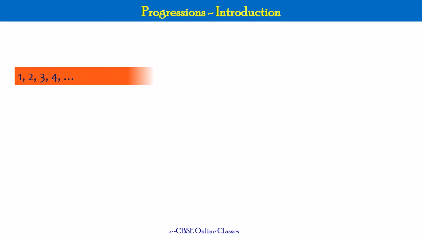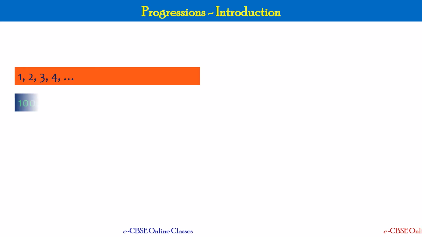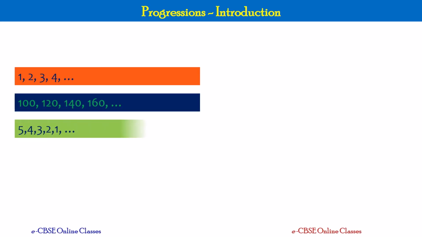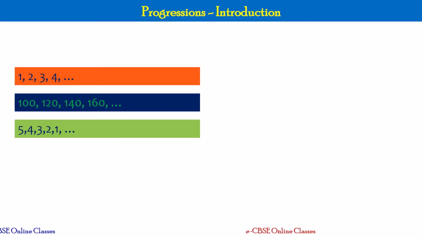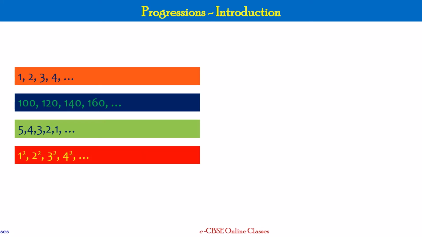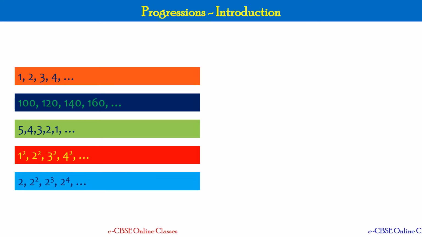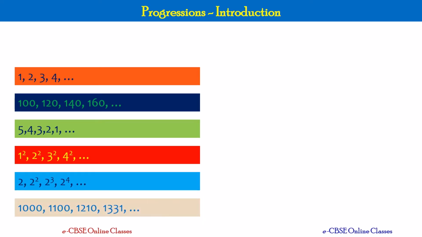So let's look at some examples of the series, say 1, 2, 3, 4, etc. 100, 120, 140, 160, etc. And 5, 4, 3, 2, 1 and so on. 1 square, 2 square, 3 square, 4 square, etc. 2, 2 square, 2 cube, 2 power 4, etc. 1000, 1100, 1210, 1331, etc.